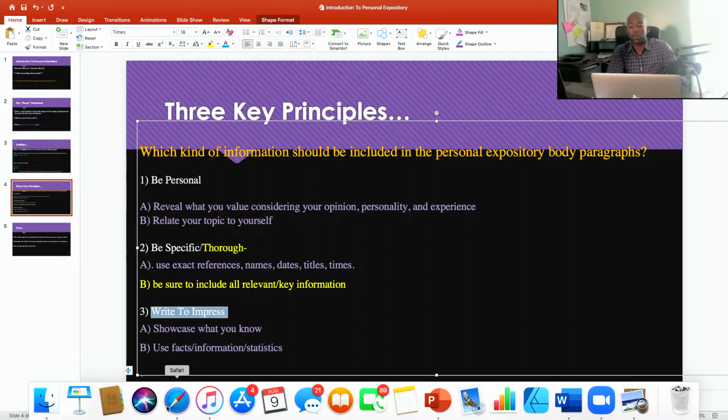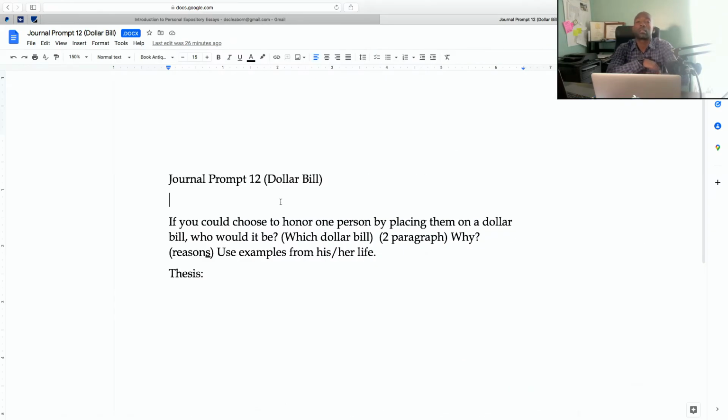I just wanted to take a few moments and review that information, but let's look at the actual writing assignment. So this is the journal prompt 1, the first personal expository writing assignment that I usually share with students when we begin writing personal expository. And it's the dollar bill prompt that I saw. And so it says, if you could choose to honor one person by placing them on a dollar bill, who would it be? Which dollar bill? Of course, that's not as important, but it is there, so we'll go ahead and say it.